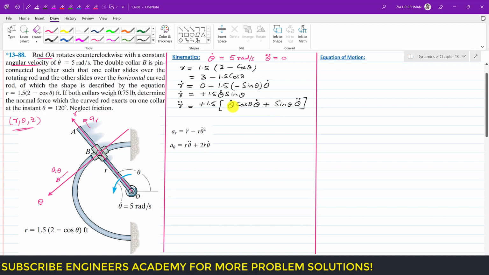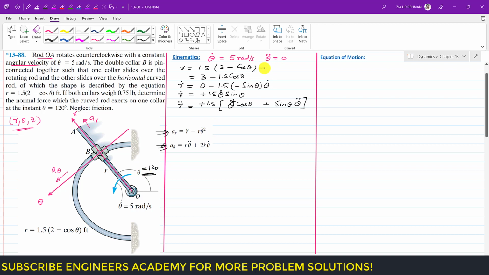So this will become, if I multiply this theta dot with theta dot, theta dot square. So now we have this derivative. Now, when theta is 120 degrees, we want to find this a_r, the radial acceleration, and the acceleration in the positive theta direction.